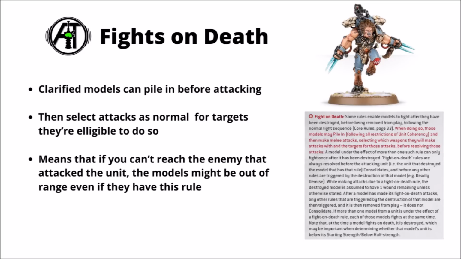For Fights on Death, they've clarified the way that this works a little bit. The main change that they've actually made to the text is that in the whole fighting process, they do say that you may make a pile-in before you're attacking, and then you select normal attacks for targets that you could be in reach of anyway. Then you do your damage, then you're destroyed. I feel like that's not the worst one to have spelled out.